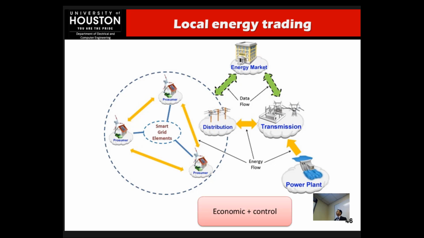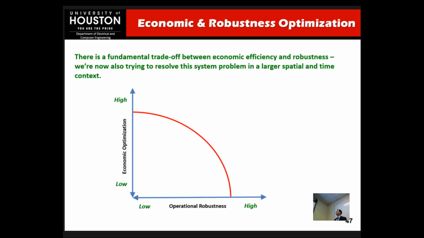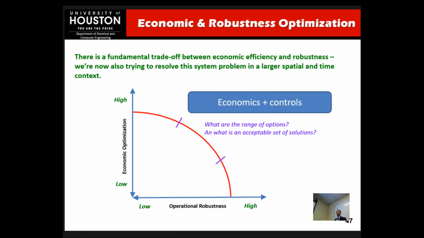So we need to consider reliability for the system, and also we need to find a framework so that we can motivate prosumers to exchange power with their neighbors. Basically this is a trade-off between economic efficiency and reliability. So we need to find an acceptable solution for our optimization problem. This is the work I want to do in the future.